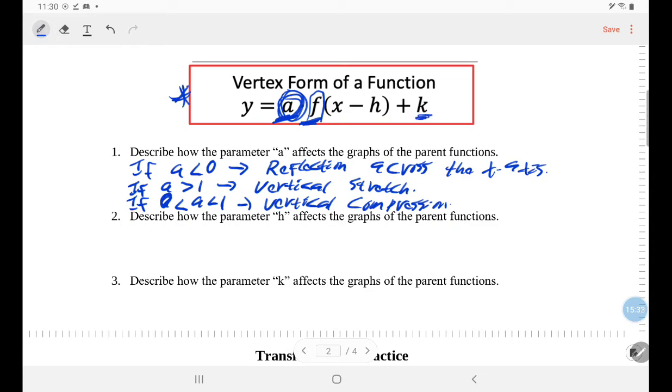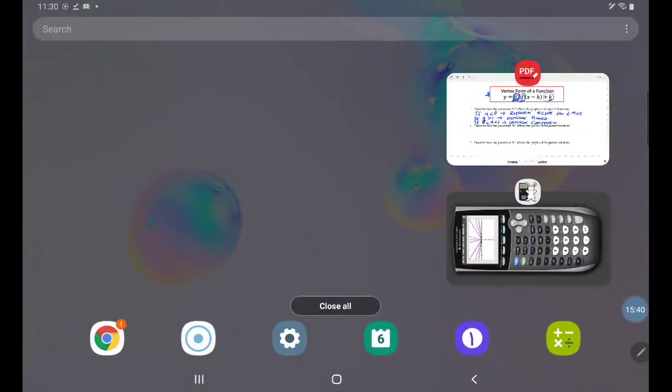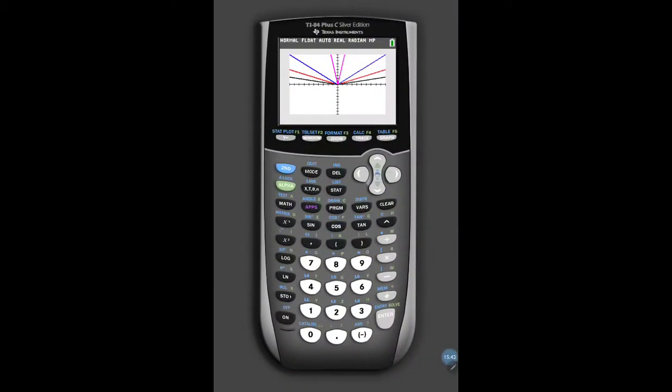The k is probably one of the easier ones to do. And again, notice where the k is. k is just being added onto the end, so let's take a couple. I'm going to get rid of all of these. So let's take our same absolute value of x. Let's put like a +2 on the end here. That's what your k is, and what does it do?